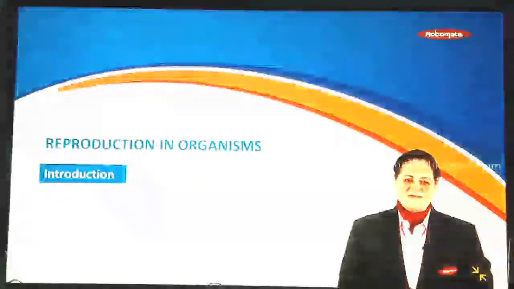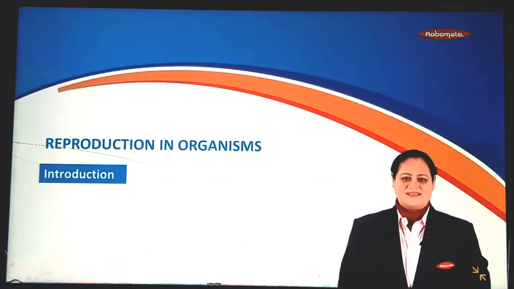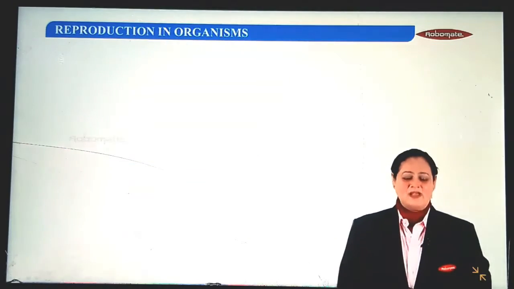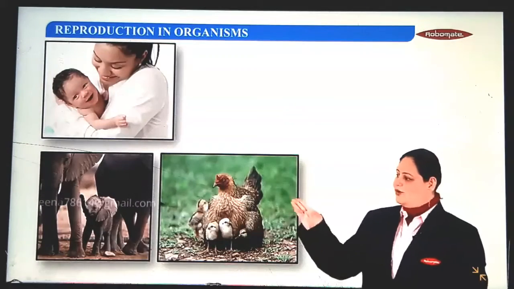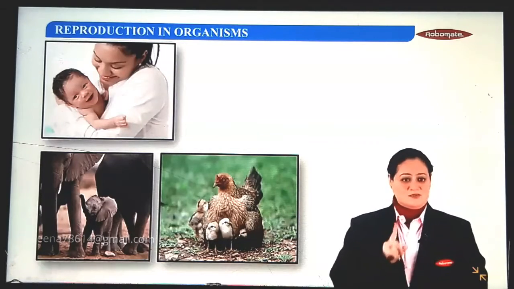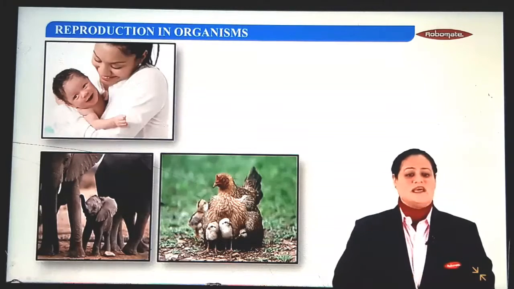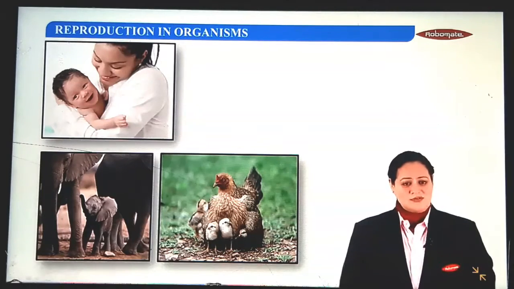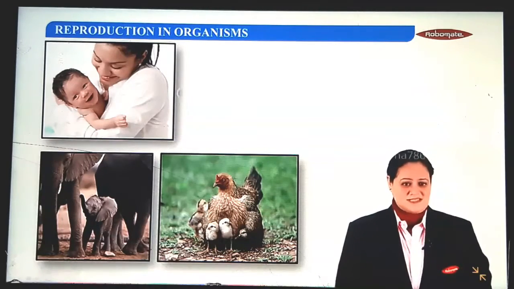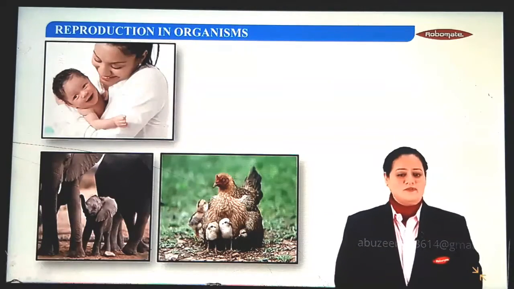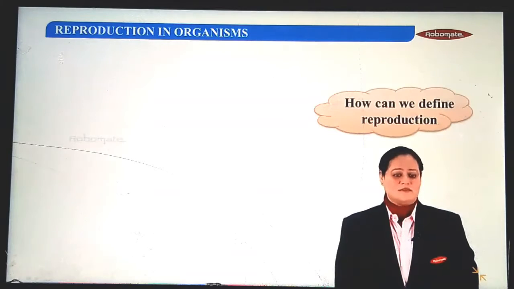Hello students, we start with the first chapter and that is the Introduction to Reproduction in Organisms. Look at the screen. In all these pics shown out here, there is one thing in common and that is each of the adults is with their tiny young ones. So students, this is exactly what we're going to be discussing, and that is reproduction. But before we move ahead, what is reproduction?